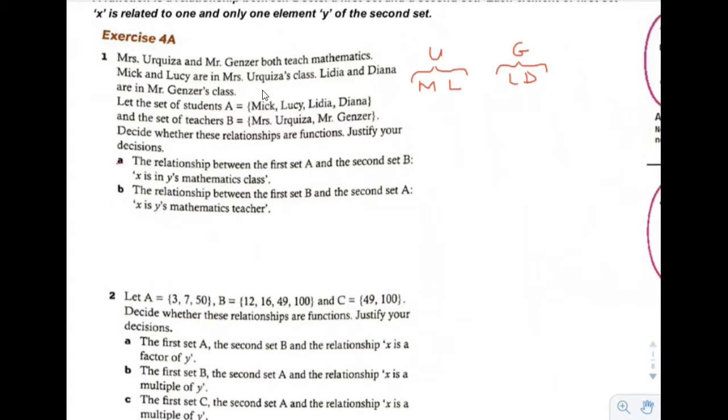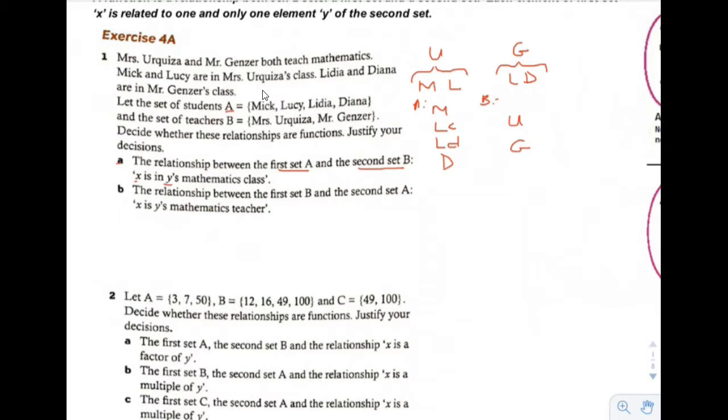First, they're saying the relationship between the first set A and the second set B is x is in y's math class. So we're talking about Mick, Lucy, Lydia, and Diana, who are in set A, and set B has the two teachers, Mrs. Urquiza and Mr. Genzer. Now let's draw the arrows to show who's in whose class.